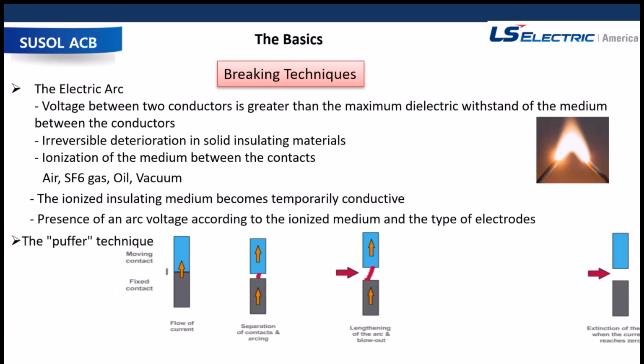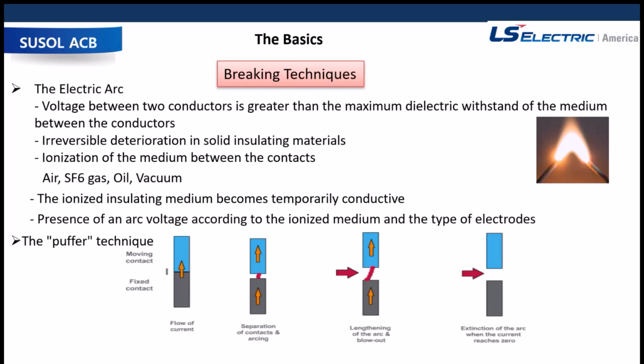Here we have the puffer technique, just showing a little example for the moving contact. When an arc is drawn, there is the separation of contacts in the arcing, the lengthening of the arc and the blowout area in the space, and the extinction of the arc when the current reaches zero. So there's a definite arc chute as far as the classification of the breaker to be able to handle this arc on a repeated basis, and the materials without having some degradation to the materials over time.